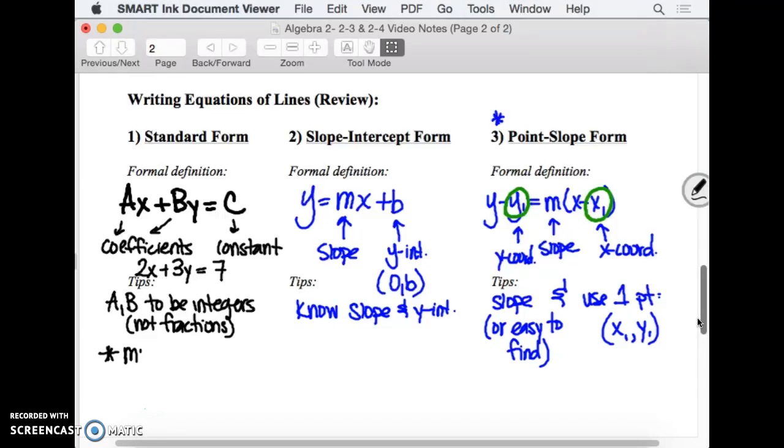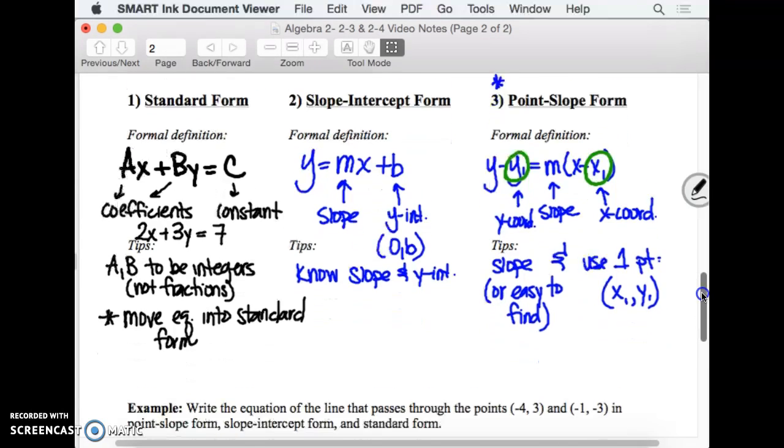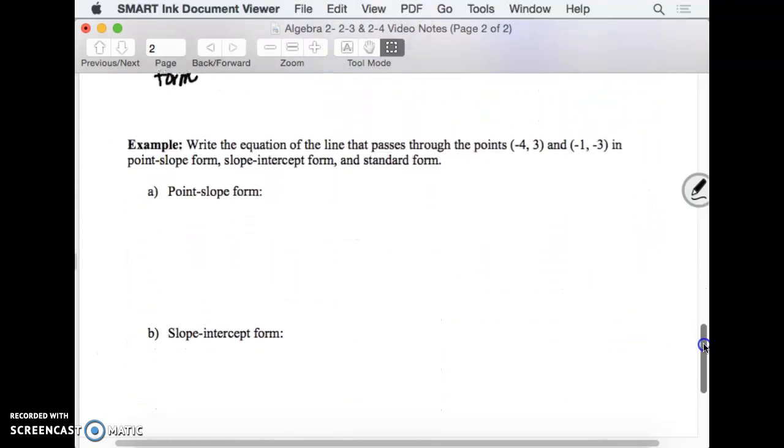You have to move your equation into standard form. So I can't say, hey, here's a point and here's a slope, put it into standard form. You'd have to put it into a different form and then move it to standard form. And I'm going to show you how to do that in the example underneath here. Standard form, you guys, is what's going to take the most work because it's brand new.